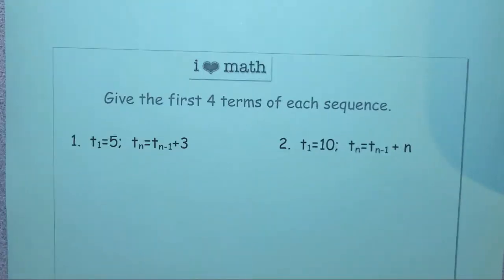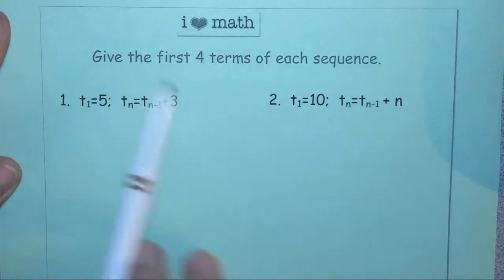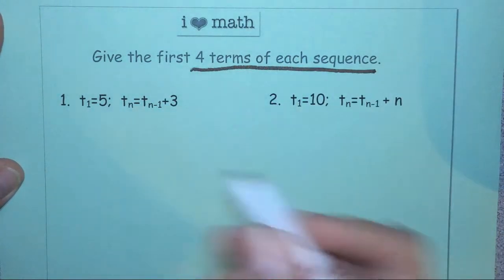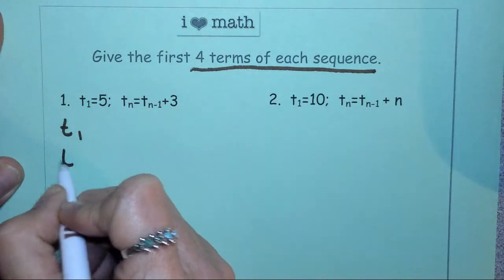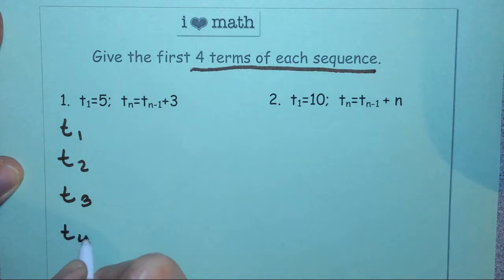You will have to work both ways. I'm going to give you a recursive definition, and you're going to give me a sequence, and I'm going to give you a sequence, and you're going to give me the recursive. So we'll start off easy. So I'm going to give you a recursive definition, and all I'm asking you to do is give me the first 4 terms. So I want the first term, the second term, the third term, and the fourth term.